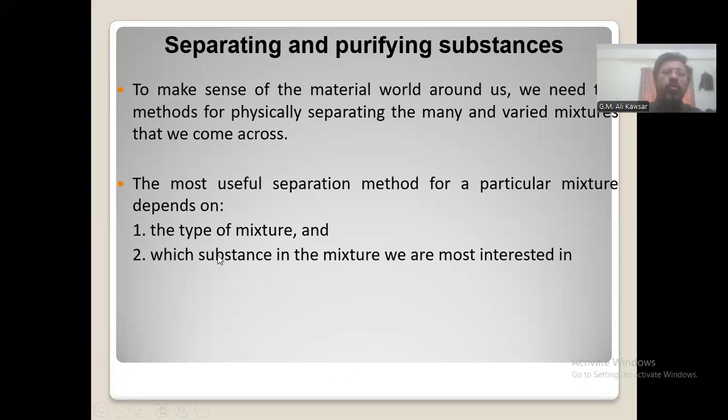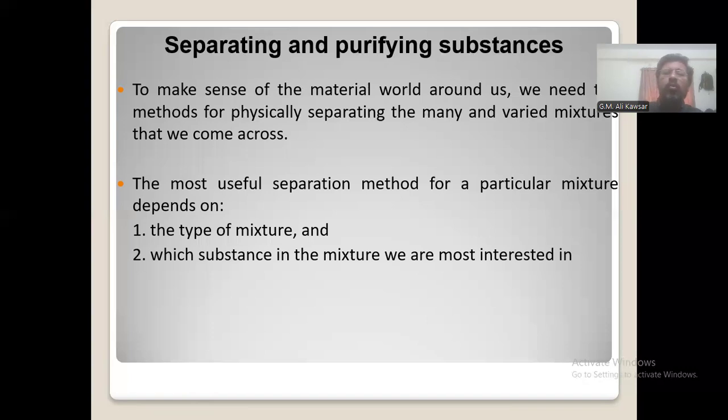The first is the property of the mixture, and the second thing we have to consider is which substance we want to separate from that mixture. Suppose we have been given a salt water solution, so we want to separate the salt, or we want to separate the solvent part, that means the liquid part. The separation technique we will use depends on which type of substance we are most interested in. So these two things we have to consider before using the separation method.